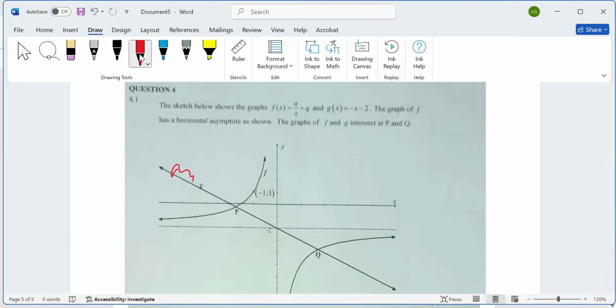Now, with this one here, we don't know what q is, but q represents what we call the asymptote. So whatever the value of the asymptote is, that is going to be our q. And then we also have this point, which is (-1; 1). So let's go and check the first question.